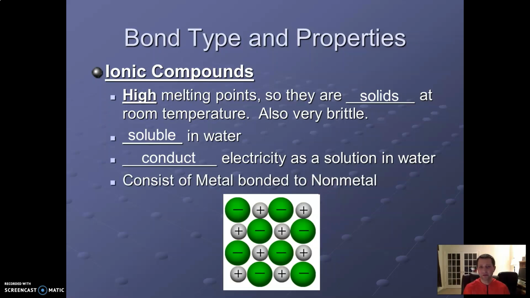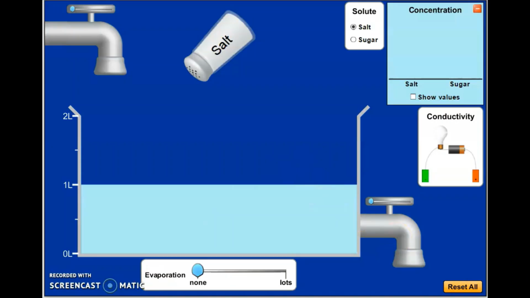And this goes back to our nomenclature unit. It consists of a metal bonded to a nonmetal. So obviously sodium chloride, table salt, NaCl. Sodium is your metal, and chloride is your nonmetallic component there. All right. So we'll look at the mini simulation here of why salt water and salt specifically conducts electricity, and then we'll move on to covalent compounds.